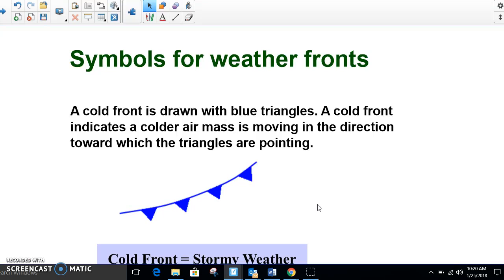So a cold front normally indicates that a colder air mass is moving in the direction towards where the triangles are pointing. For example, the cold front where this cursor is, the cold front will be coming this way. If I may get an arrow and show, so the cold front will be coming this way in the direction of where the triangles are pointing.